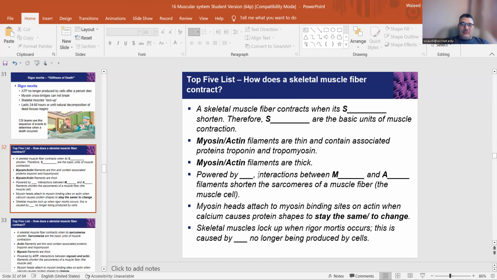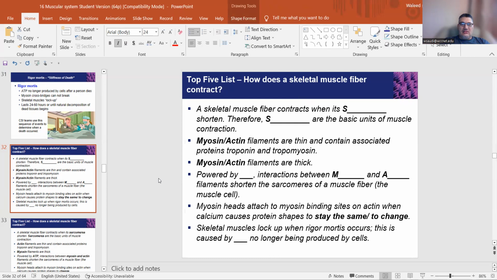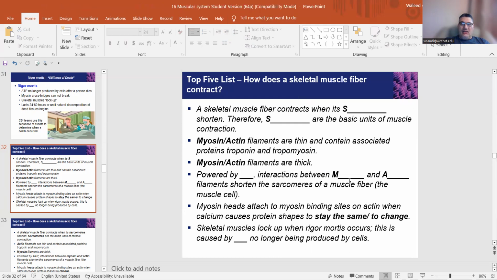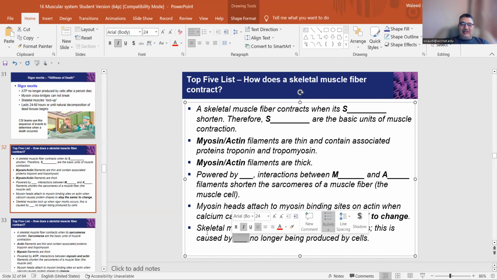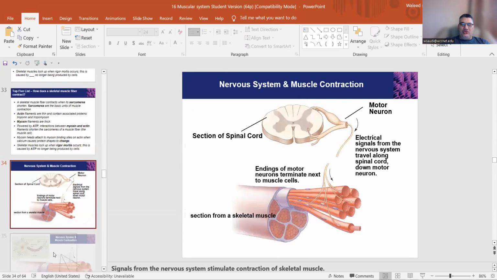What powers this process? ATP, energy. Myosin interacts with actin, these filaments, and the muscle contracts, the sarcomere becomes shorter. Myosin heads attach to the myosin binding sites, or the active sites of actin, when calcium is released. And the protein is going to change, of course, its shape. And the muscle lock up is rigor mortis. And it's because of what that you need to know? ATP is no longer produced.